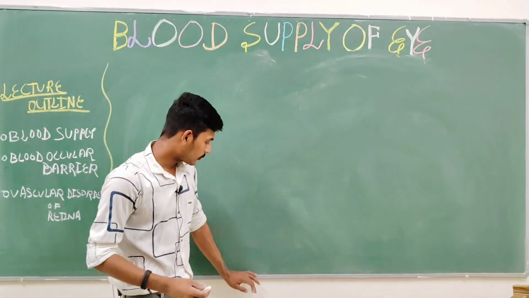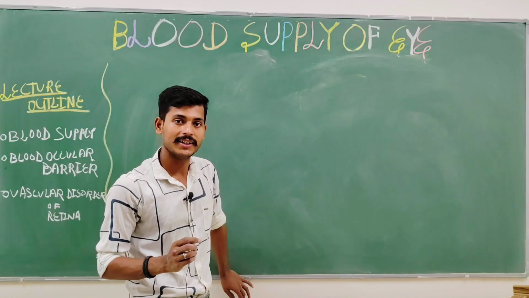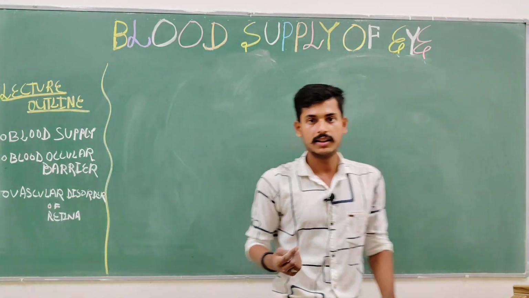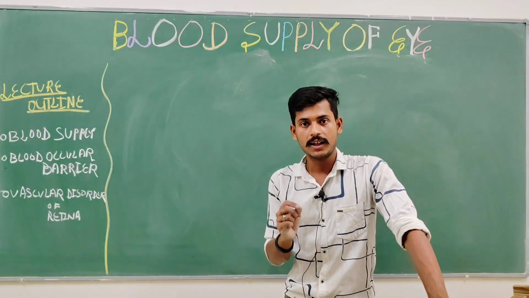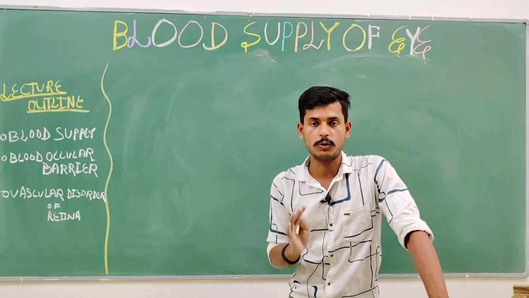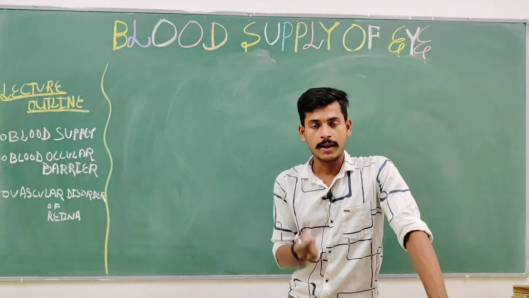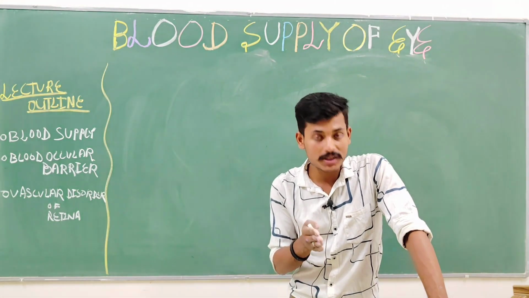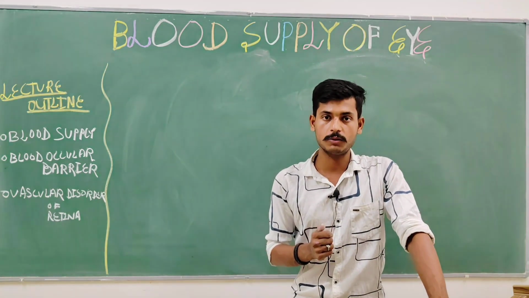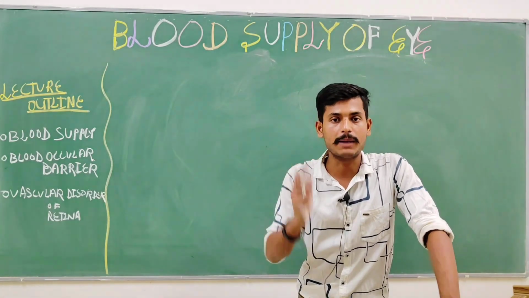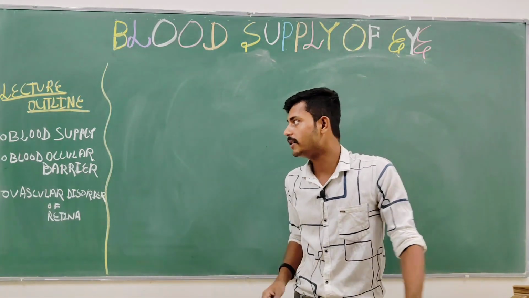For better function, you know that the retina is a neuroepithelial derivative cell. It's the photoreceptor, and it needs a constant, homeostatic environment. So for maintaining that homeostatic environment, blood needs to be separate from that environment. For that, there is one physical barrier, and that barrier is called the blood-ocular barrier.